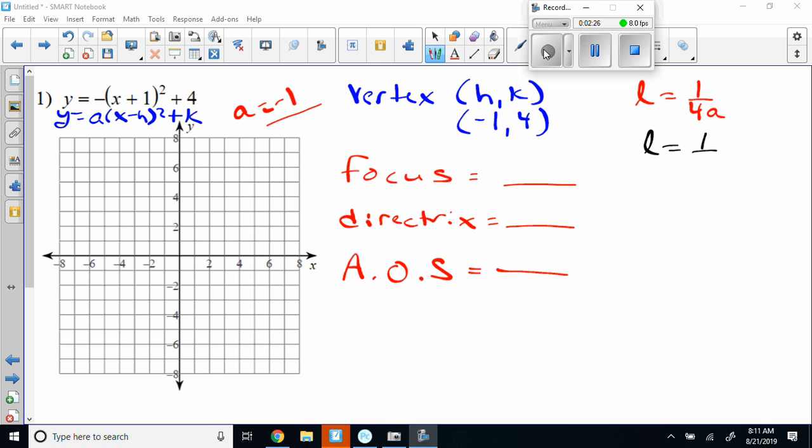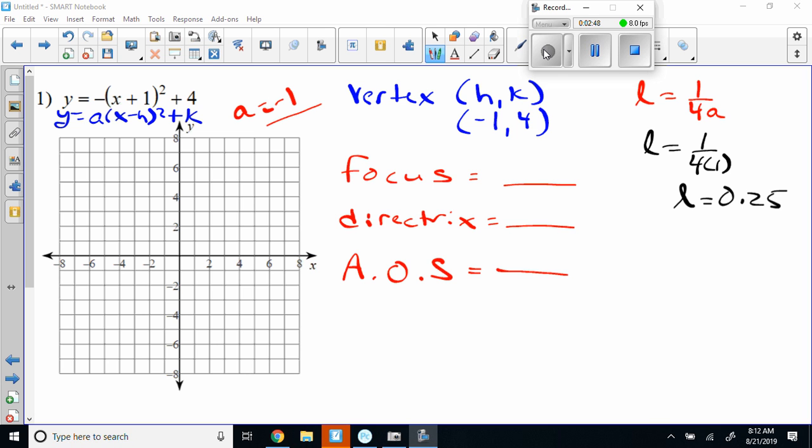So here we go. Length equals 1 over 4 times 1, right? The a is 1. Well, it's really negative 1, but we're treating it as absolute value. So it's 1. So 1 over 4 times 1 is nothing more than 0.25, right? Any questions about that?